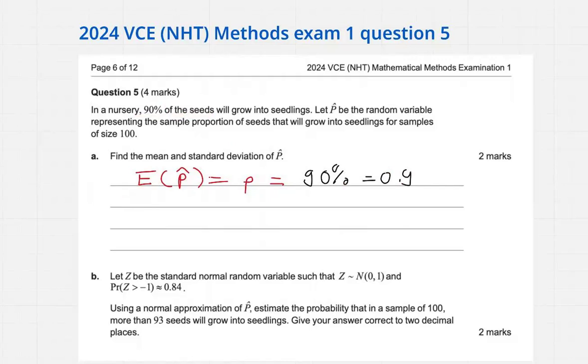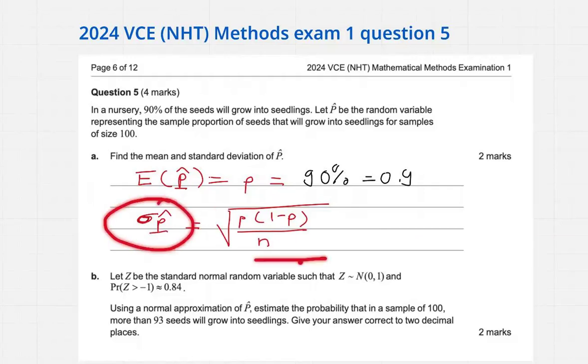the standard deviation of p hat. The formula has been given to us on the formula sheet, so you can use it. It will be the square root of p times 1 minus p, divided by the sample size n. If you are interested in knowing why the standard deviation of p hat is equal to this, then please let me know. I can make another video explaining why.